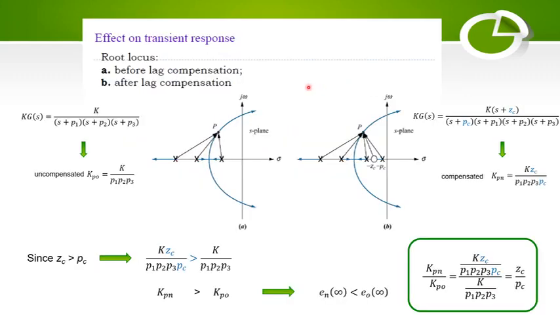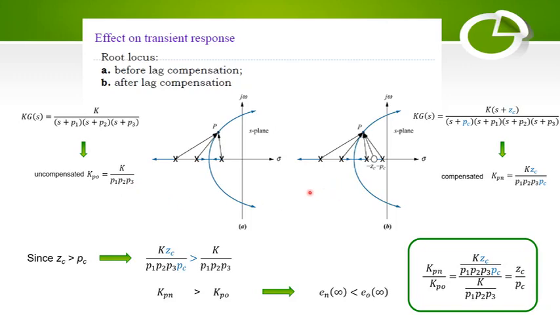For further explanation, let us look at an example. So let's consider a control system with this root locus. Figure A shows the uncompensated root locus. The system has 3 poles on the left hand side of the S plane, and the transfer function is written here. So it is k over s plus p1 times s plus p2 times s plus p3. And if you calculate the corresponding static error constant Kp, because the system is type 0, you will get the uncompensated Kp, or Kpo, equal to k divided by p1 times p2 times p3.